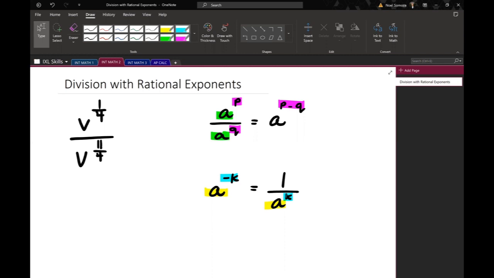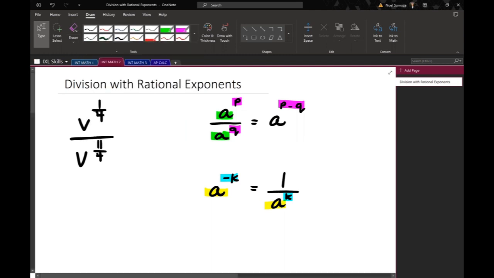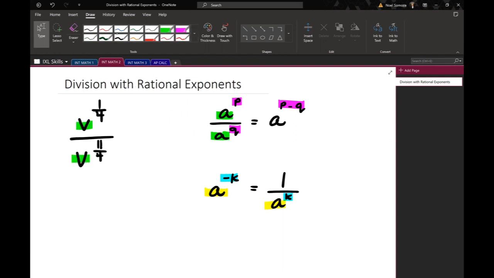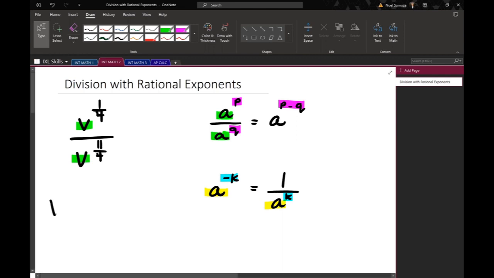Okay, so we're going to use both of these properties as we look at the first example. Here, I have v to the 1/4 all over v to the 11/4. Because I have the same base of v, I can use that property, which tells me that v to the 1/4 minus 11/4 power. We can then simplify this to v is equal to negative 10/4.